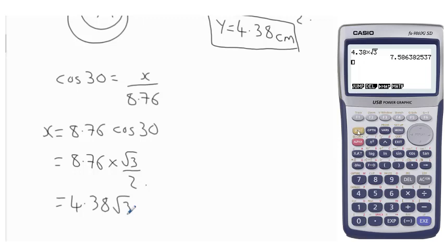Make sure you're in degree mode if you're going to do that. We're working in degrees. I am in degree mode. So that would be 8.76 times cos 30. And it still gives us 7.586, so to three significant figures, that would be 7.59 to 3SF.